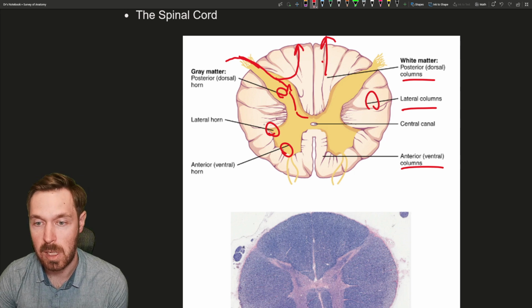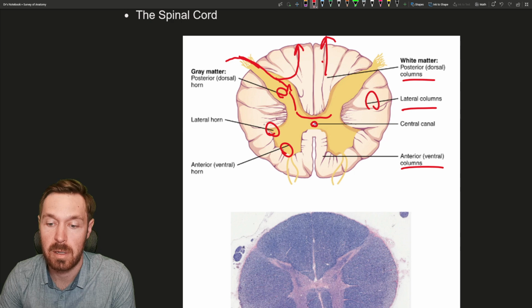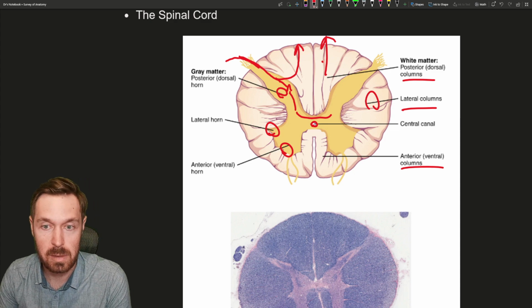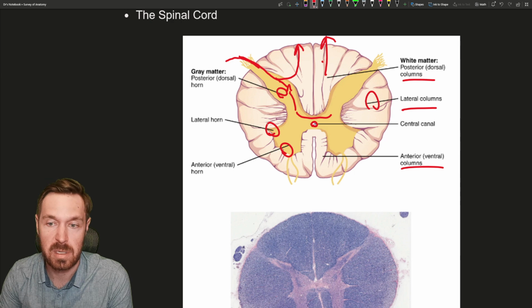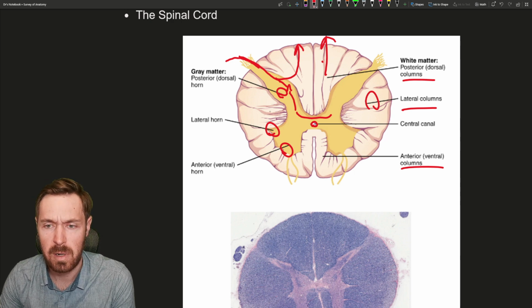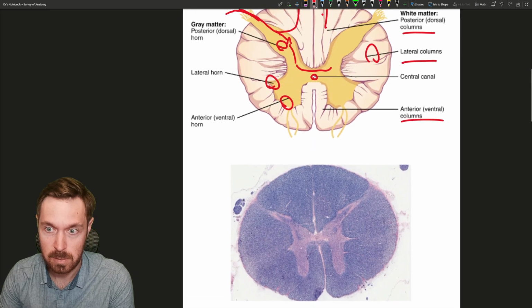And then there's a bridge that connects the left and the right, and then there's a central canal in the middle where you also find cerebral spinal fluid. This bridge from left to right is called the gray commissure. So you have association tracts going to the other side, and those are important in things like reflex arcs and whatnot, where you need to withdraw. So in the next video after this, we're going to be going over reflexes and some of those arcs.